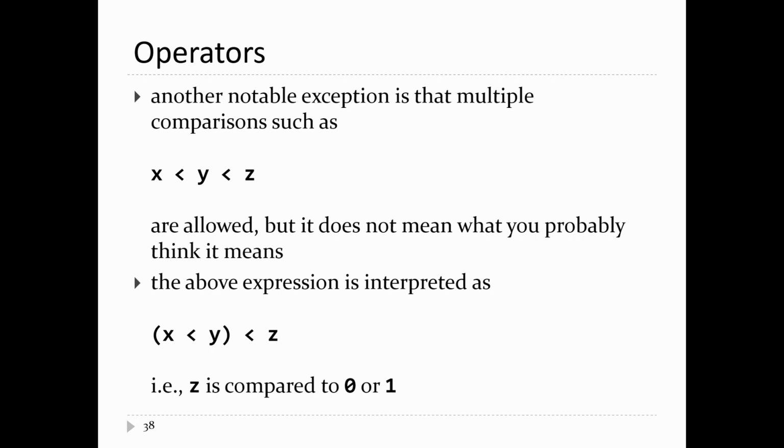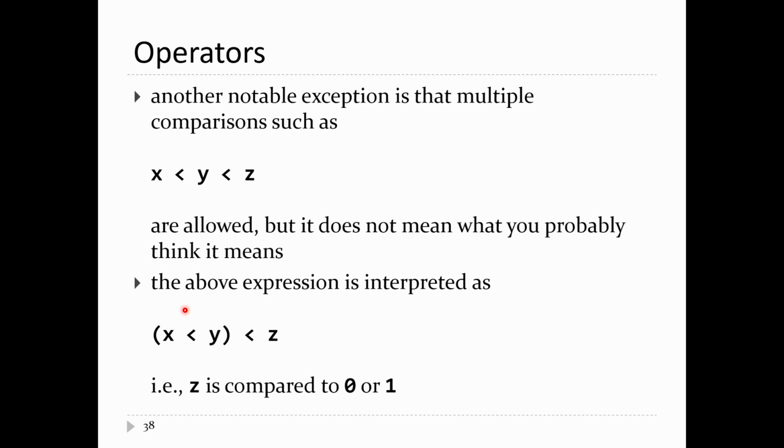And Java makes you do this. If you try to write that in Java, the compiler will complain. The C compiler doesn't complain. The C compiler interprets it this way: is x less than y? So the answer is 0 or 1, 0 if it's false, 1 if it's true. And then the comparison to z happens, so that's checking whether z is greater than or equal to 0 or 1, depending on what the value of that is, which is not what you want at all.